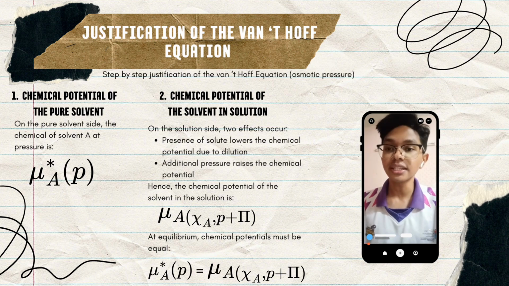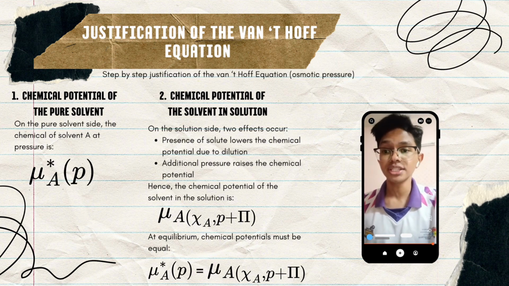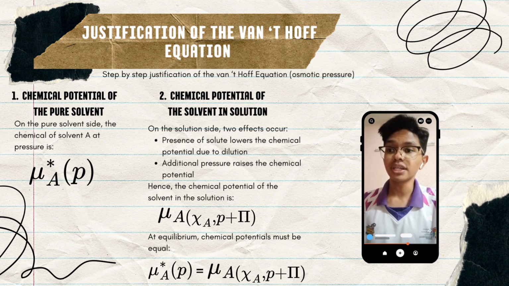On the solution side, there will be two effects. First, the solute will lower the chemical potential due to dilution, and next, the additional pressure will raise the chemical potential. Hence, the chemical potential of the solvent in the solution is as follows. Then, since it's at equilibrium, the chemical potentials must be equal. So we're going to take the first equation and equate it with the second equation.